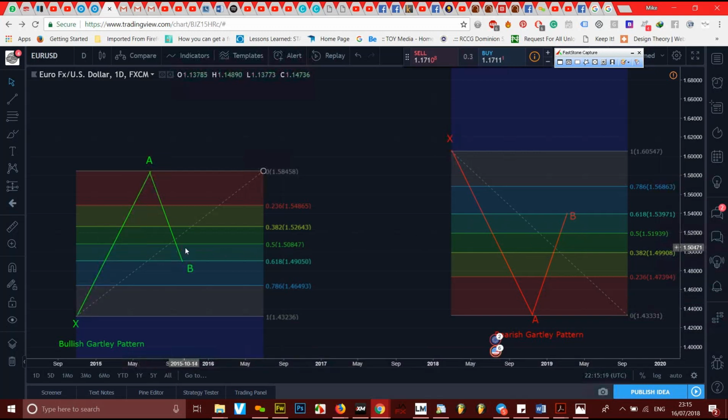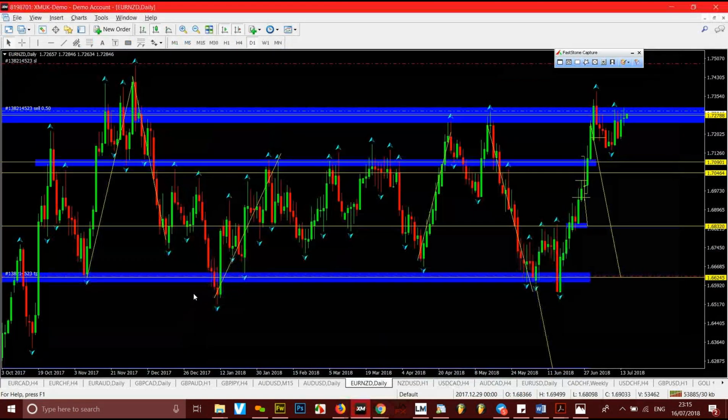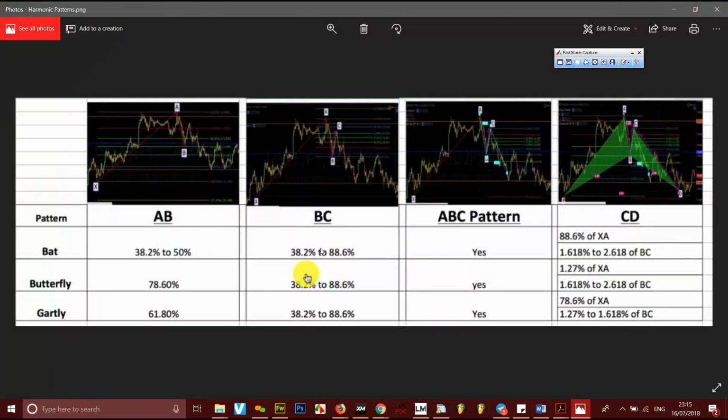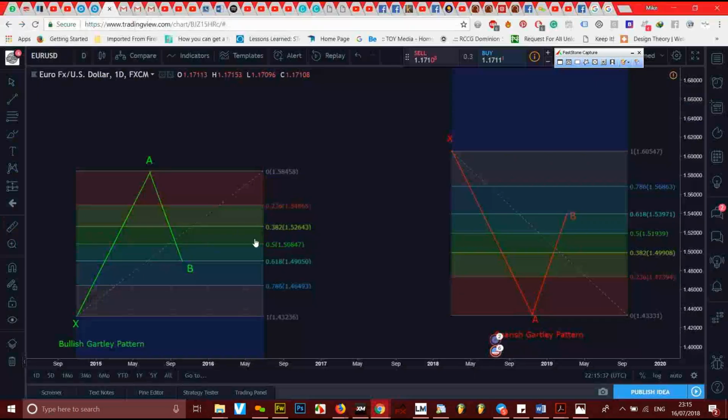61.8. Now the next level we're looking for is the retracement of the AB. The retracement of the AB is what we're looking for, which is this one, BC. Now, come back here. It means that we need a line from here to C.